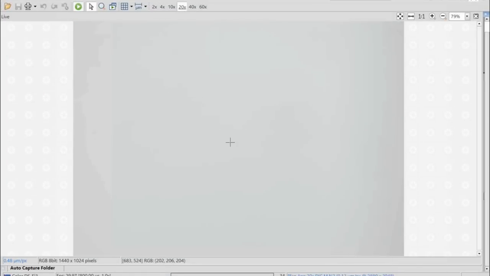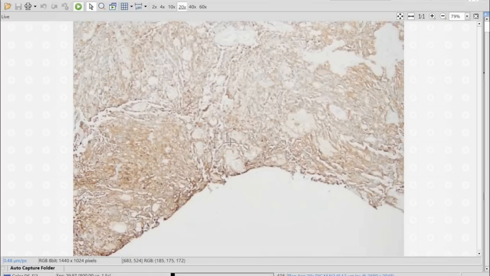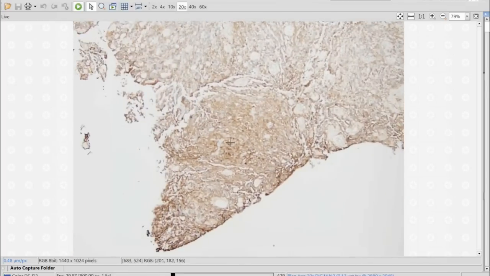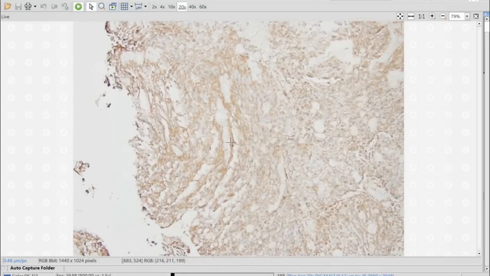Show you some of the stains. This is GFAP, same case. Again, at low power, something that is very useful in ependymal tumors with GFAP, as I mentioned, you see this positivity around the vessels. There's a very nice stain to highlight those pseudorosettes.